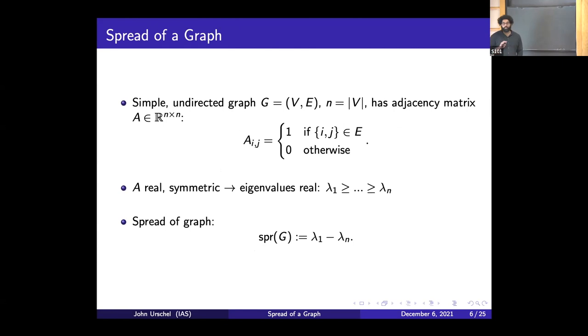For this setting, we'll look at the spread of a graph. So given some undirected loopless graph, we can associate with it a matrix representation called the adjacency matrix. Here we simply encode this graph by putting a 1 in entry ij if there's an edge between vertices i and j, and a 0 otherwise. So this is a real symmetric matrix, so its eigenvalues are real. And so this question of the diameter of the spectrum now reduces to the largest eigenvalue minus the smallest. So far, so good.